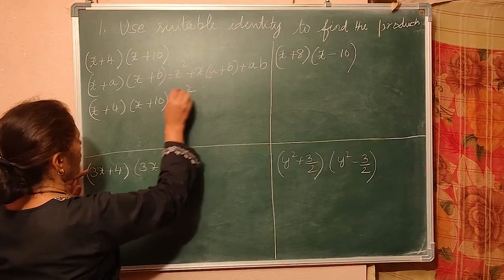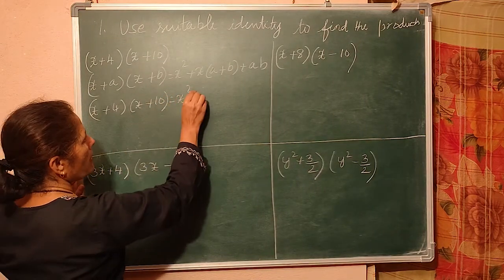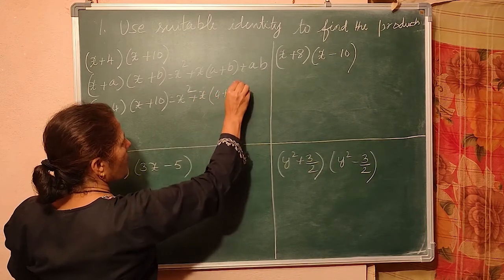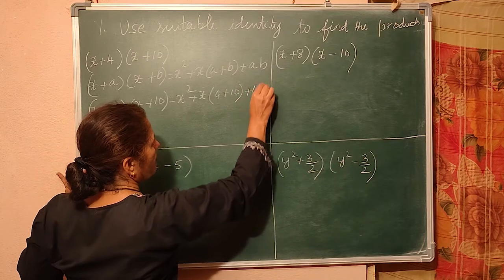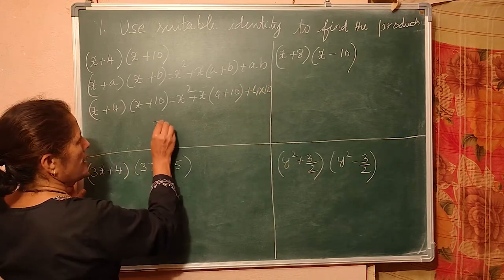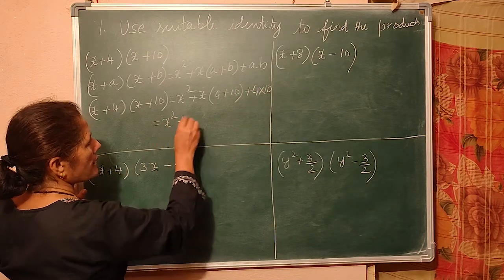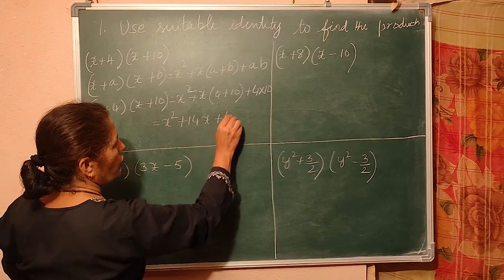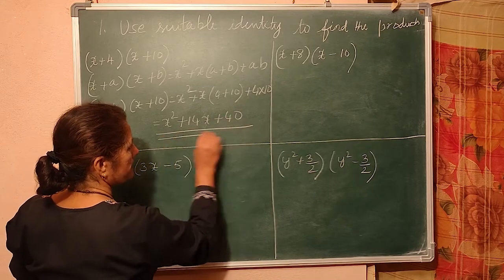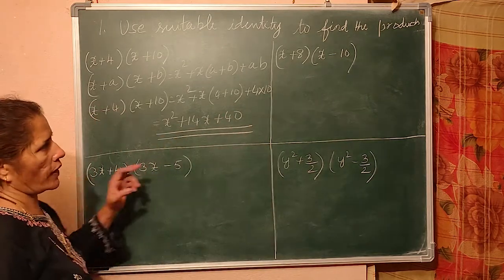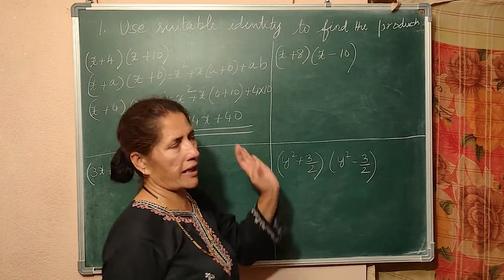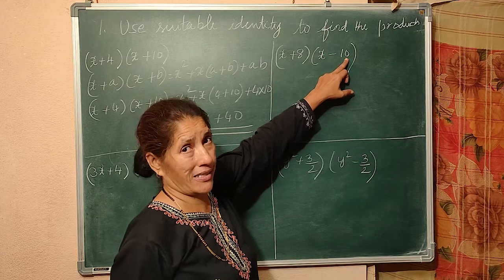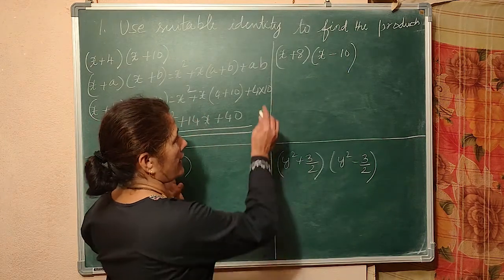In the place of x, only x, so x square plus x. In the place of a and b, 4 plus 10, plus 4 into 10. So what do you get? x square plus 10 plus 4, 14x, plus 4 tens are 40. This is your answer. Now you go to the next one: (x + 8)(x - 10). Only the sign of this b is minus 10. So let us use the same identity.